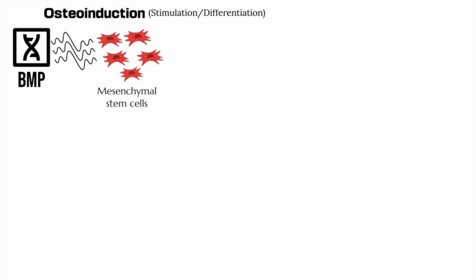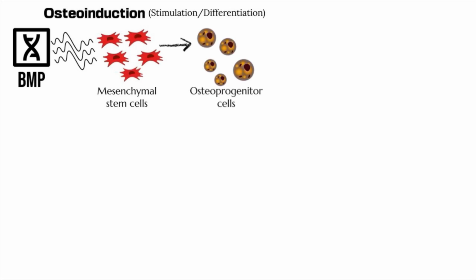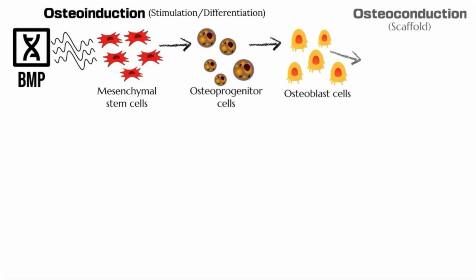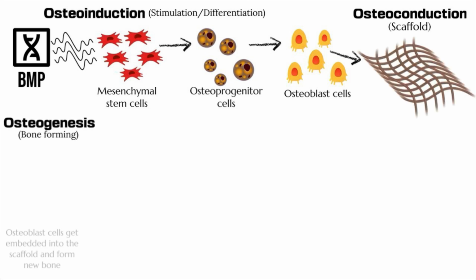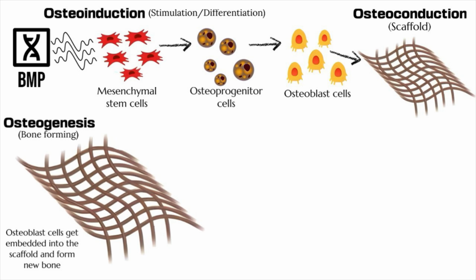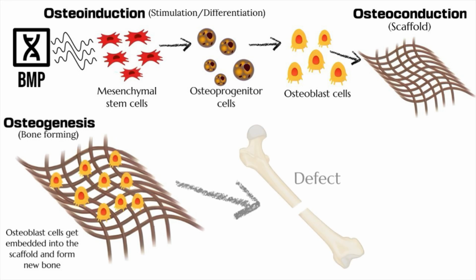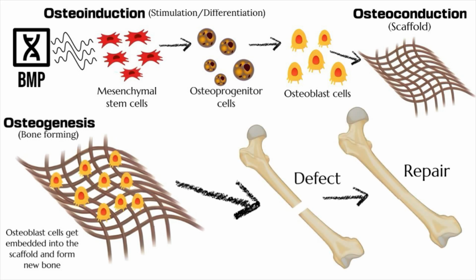Okay, so let's recap a bit. In osteoinduction, bone morphogenic proteins stimulate mesenchymal stem cells, which then differentiate into osteoprogenitor cells, and then turn directly into osteoblast cells. The osteoconduction provides a scaffold for cells to attach to. Now the process of osteogenesis takes place. Since the scaffold is loaded with the osteoblast, it can now repair the defected area.